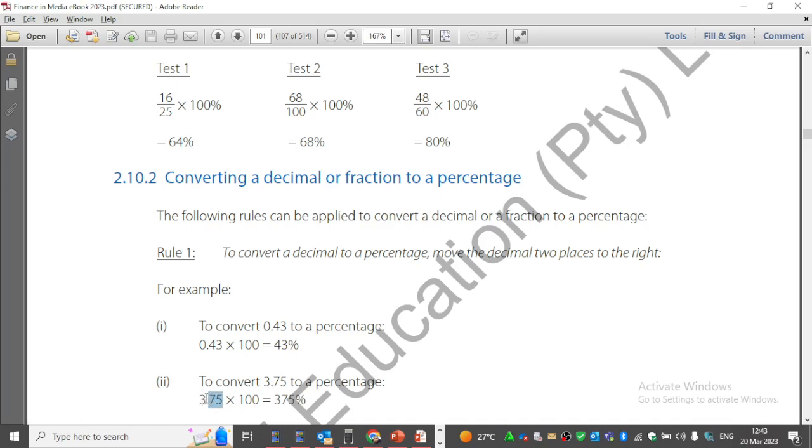But because we have the ones here, which is 3, it shows that the value we are trying to calculate is 3 times over the 100. So this means that it's going to be 375.